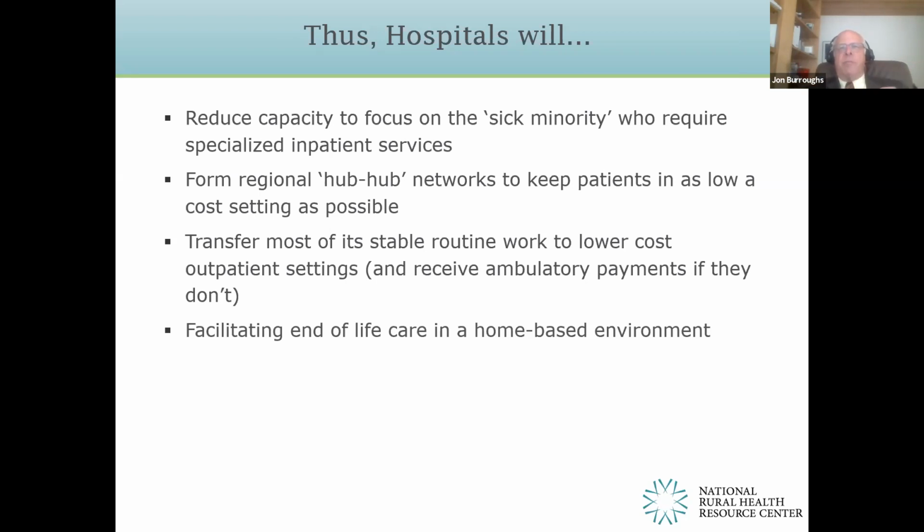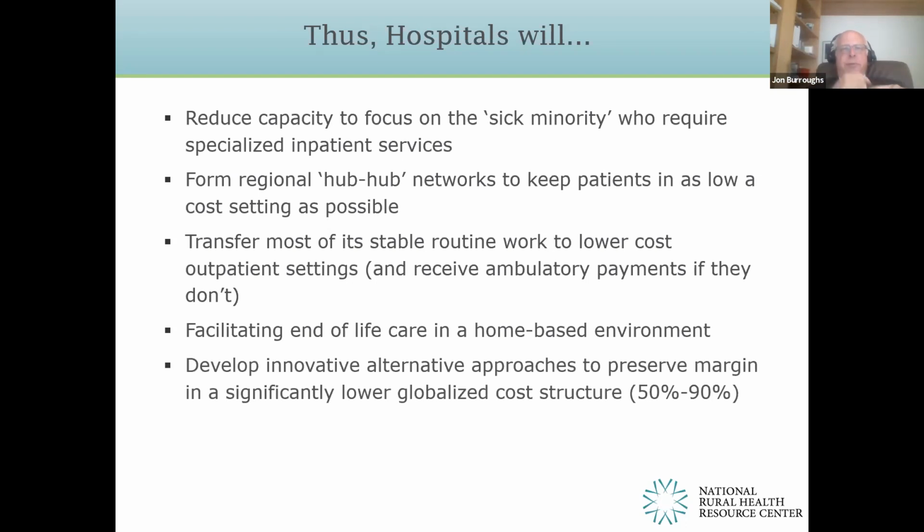Facilitate end-of-life care in a home-based environment. We could spend a whole time talking about palliative care and hospice care, but suffice it to say that in the next generation, most people will die at home with appropriate management and care providers in their home. Develop innovative alternative approaches to preserve the model.